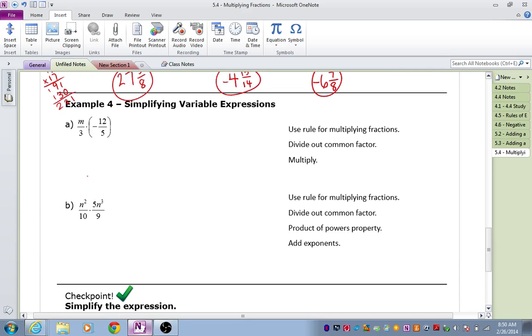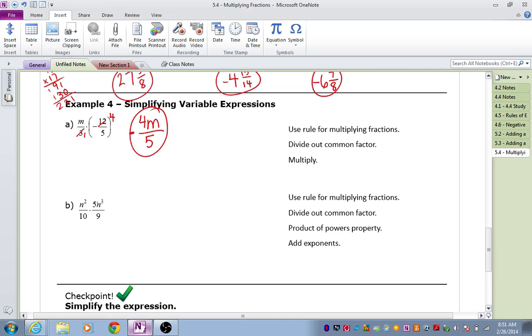Okay, so in letter A, I have a 3 on the bottom, so 3 goes in 3 once. 3 goes into 12 4 times. That's all I can simplify. And then it's just m times 4, which you write as 4m. And then 1 times 5 is 5. And a positive times a negative is a negative. So negative 4m over 5. If you stuck the negative up here, that's fine. Remember, it doesn't really matter where you stick that negative sign.